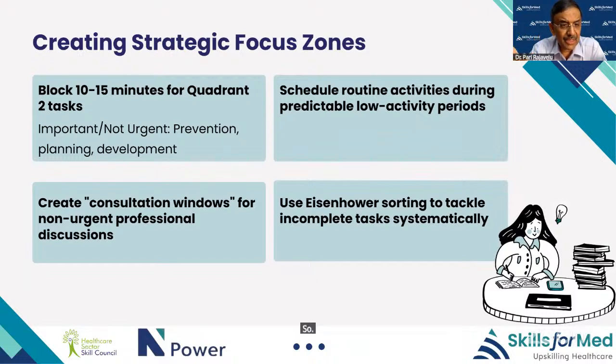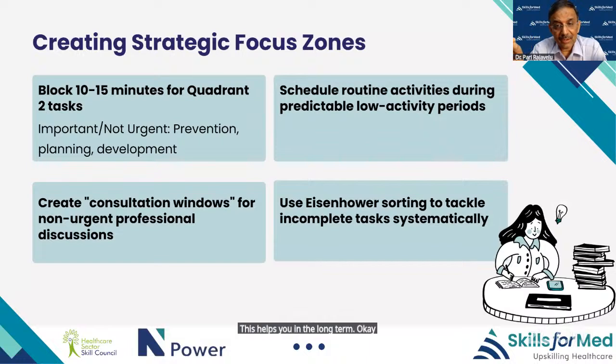So in every shift, you have to block 10 to 15 minutes of time, and you know which part of the shift is less stressful, less busy. So choose that time to block and do your quadrant 2 activities. This helps you in the long term.